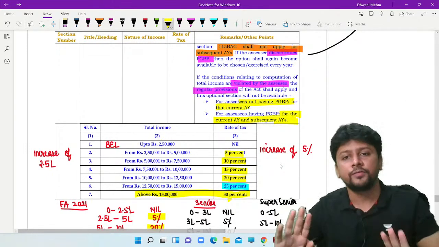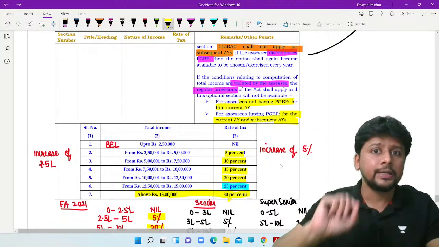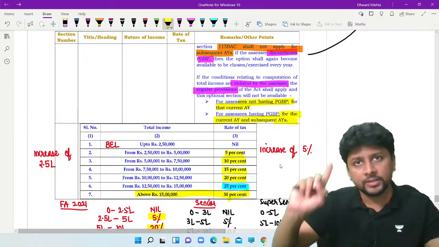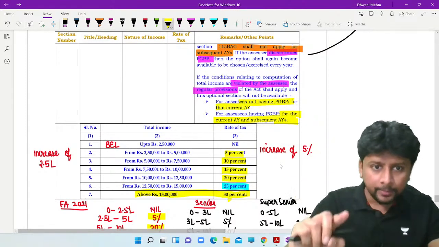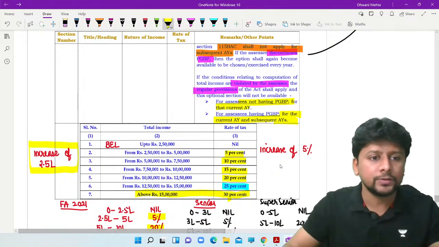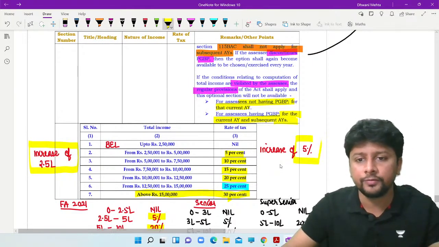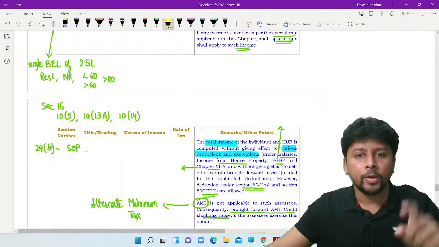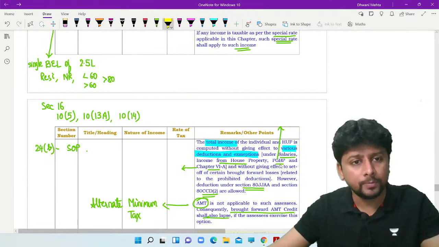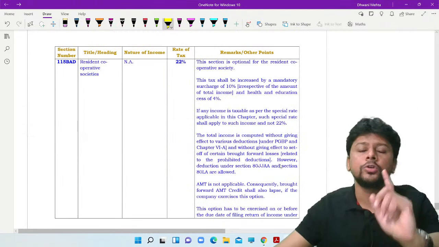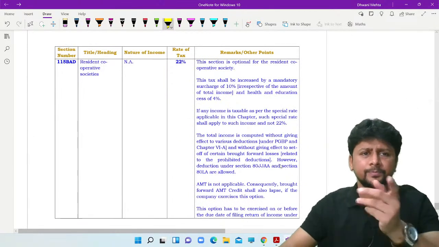So this is your 115 BAC, unless and until the question says do not apply 115 BAC. If the question says so only, then apply. Remember these slab rates. This is an easy technique to remember, that there is an increase of 2.5 lakhs and there is an increase of 5%. Try and remember this entire list of exemptions, deductions which are not permitted. If the examiner wants, he will specifically ask you to apply 115 BAC.